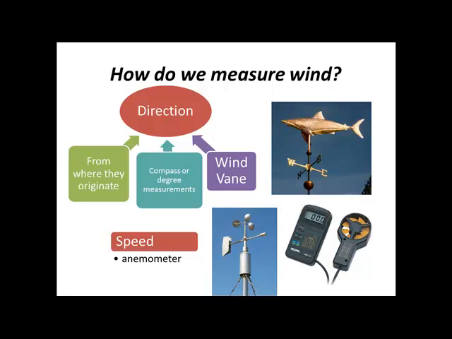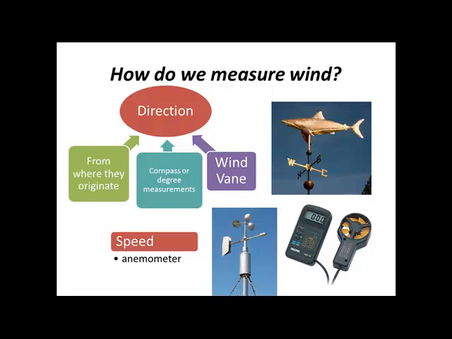The other thing we measure about wind is speed, and we use an anemometer. And there are two types. The first picture there in the middle is a cup anemometer, and you can also see that it has a weather vane attached to it. Basically, it acts sort of like a pinwheel, and as it spins around, it either spins fast or slow depending on how much the wind speed is.